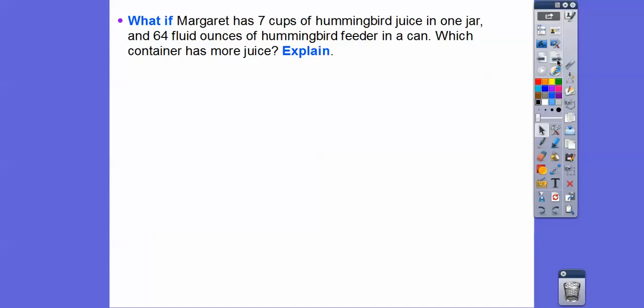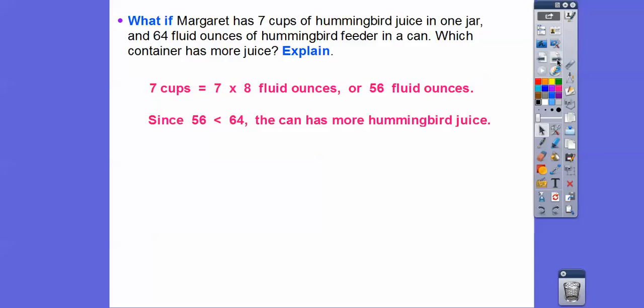Okay, all right. Hey, what if Margaret had 7 cups of hummingbird juice in a jar and 64 fluid ounces of hummingbird juice feeder in a can? Which container has more? Does the can have more? Does the jar have more? Well, we've got to convert the cups to fluid ounces. So remember, 8 fluid ounces per cup, and since there's 7 in there, 7 times 8 equals 56. So the jar has 56 fluid ounces, and since 56 is less than the fluid ounces in the can, 64, then the can has more hummingbird juice in there.